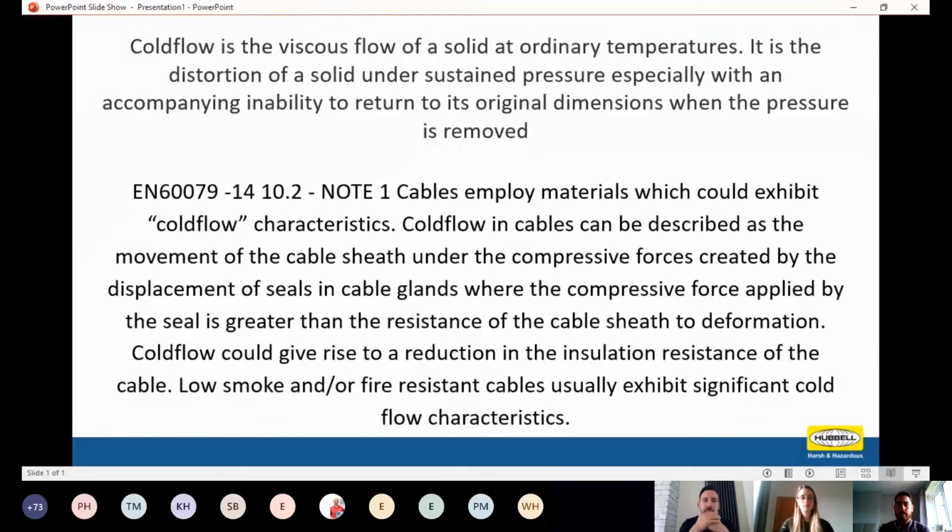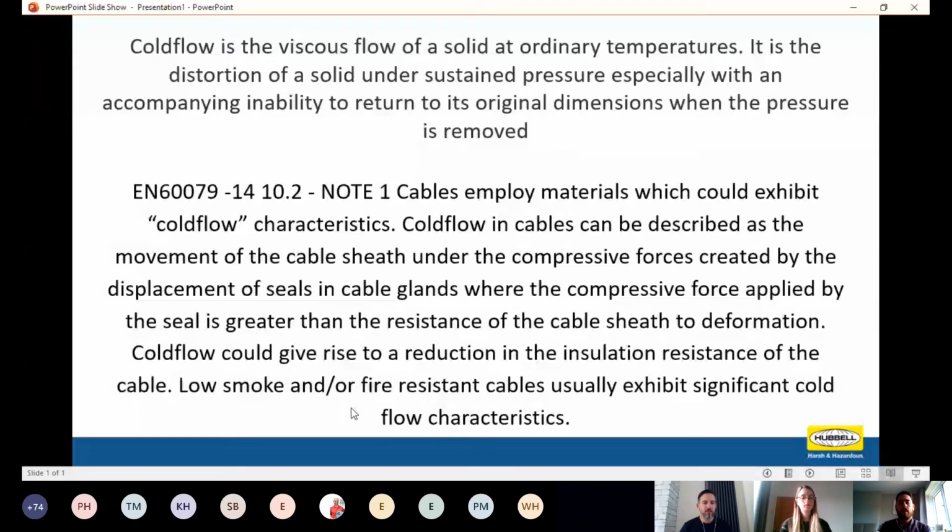60079-14, 10.2, this is really the only part of the standards where cold flow is mentioned. It basically states that cold flow cables employ material which could exhibit cold flow characteristics. Cold flowing can be described as a movement of the cable sheath under a compressive force that's created by the displacement of a seal in cable glands, where the compressive force applied by the seal is greater than the resistance of the cable sheath. Cold flow could give rise to a reduction in installation resistance of the cable. Low smoke and/or fire resistant cables usually exhibit signs of cold flow characteristics.